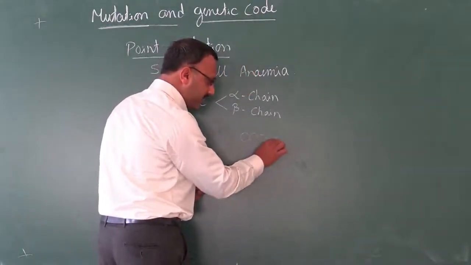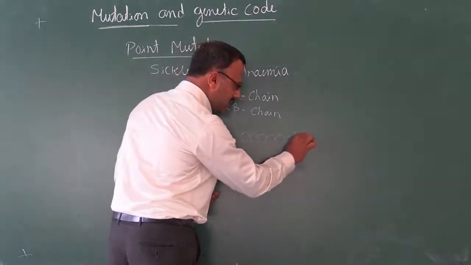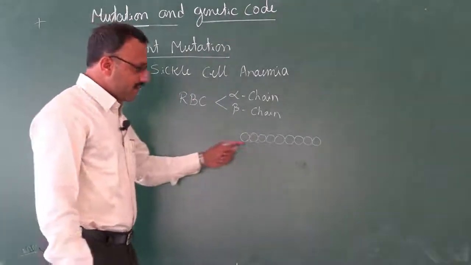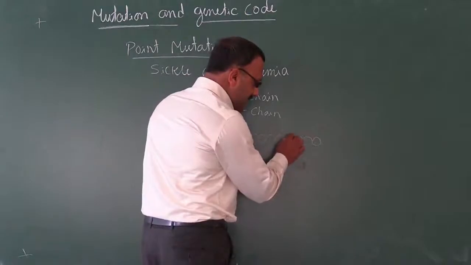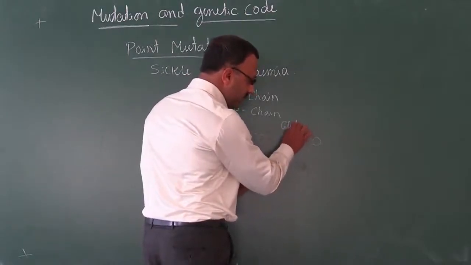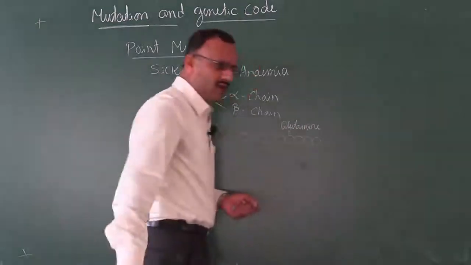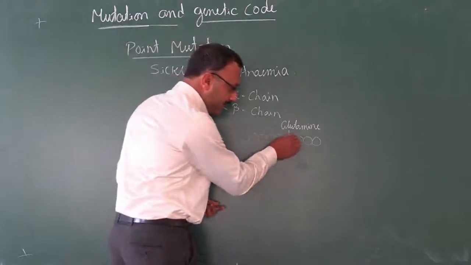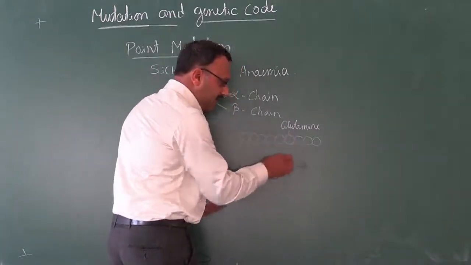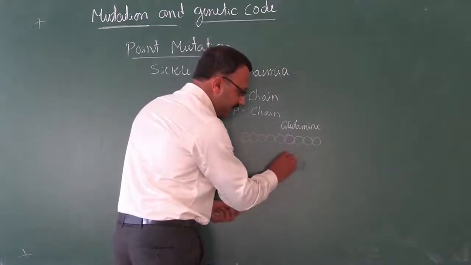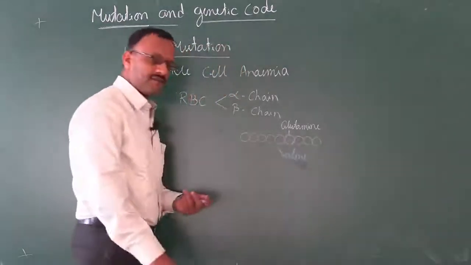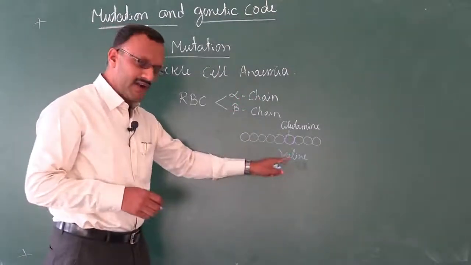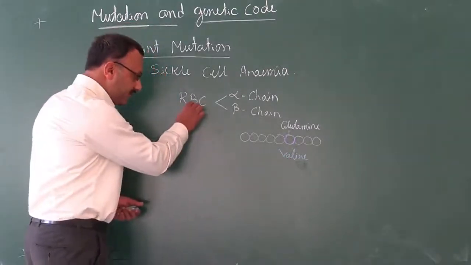In the beta chain of amino acids of RBC, a series of amino acids are attached to one another to form a chain. Here the sixth amino acid happens to be glutamine. But due to point mutation, in the place of this glutamine, the amino acid called valine will be replaced.